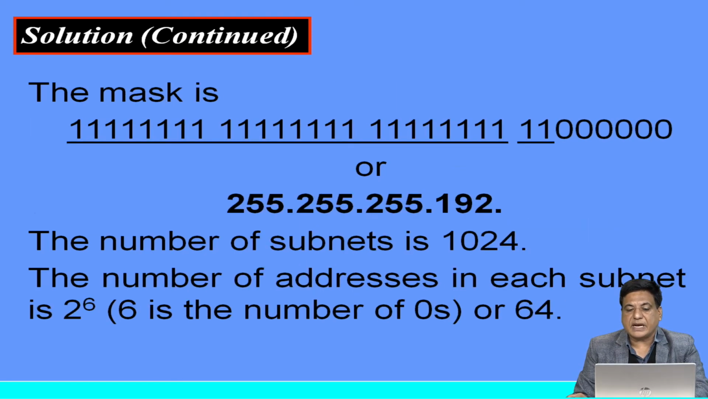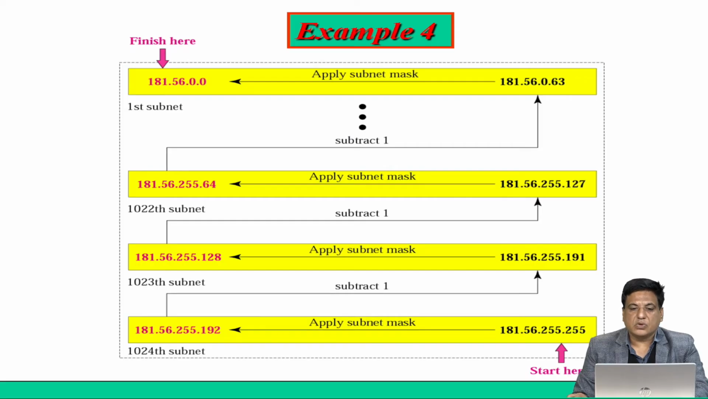So here we say that we have 1024 subnets, and each subnet has 2 to the power 6, meaning 64 host addresses for each and every PC. Here we show it graphically: we have 1024 subnets and each subnet comprises 64 addresses.